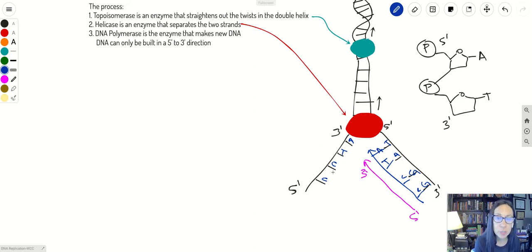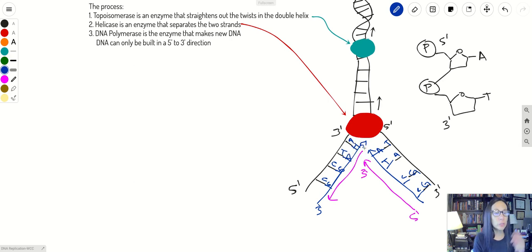And the same is going to be true on this side. Because DNA can only be built 5' to 3', it has to go in this direction. So I'm going to put the new strand here, it's blue, and it has to go in this direction, where this side is the 5' and this side is the 3'. And so this C is going to go with G, this C is going to go with G, this T is going to go with A, and this A is going to go with T.